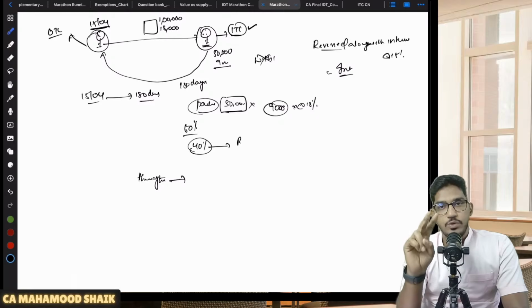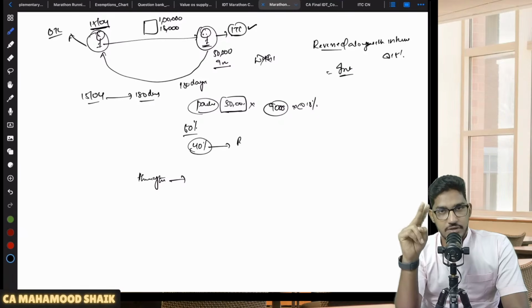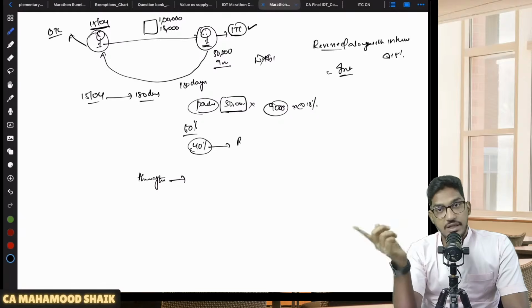Clear, everyone? Right. So I told you two circumstances where you can re-avail reversed ITC. Number one, in case the supplier has not filed his GSTR 3B, first you will reverse it. Thereafter, if the supplier has filed his GSTR 3B, I can re-avail it.